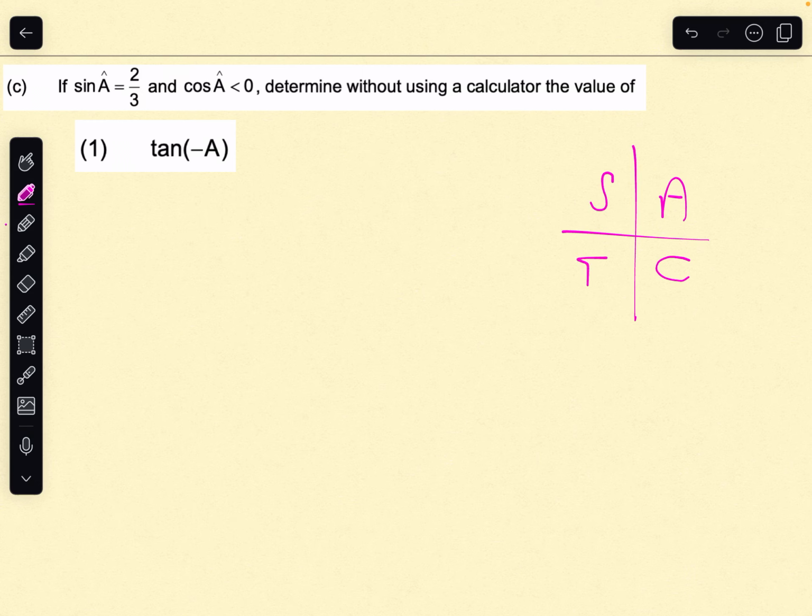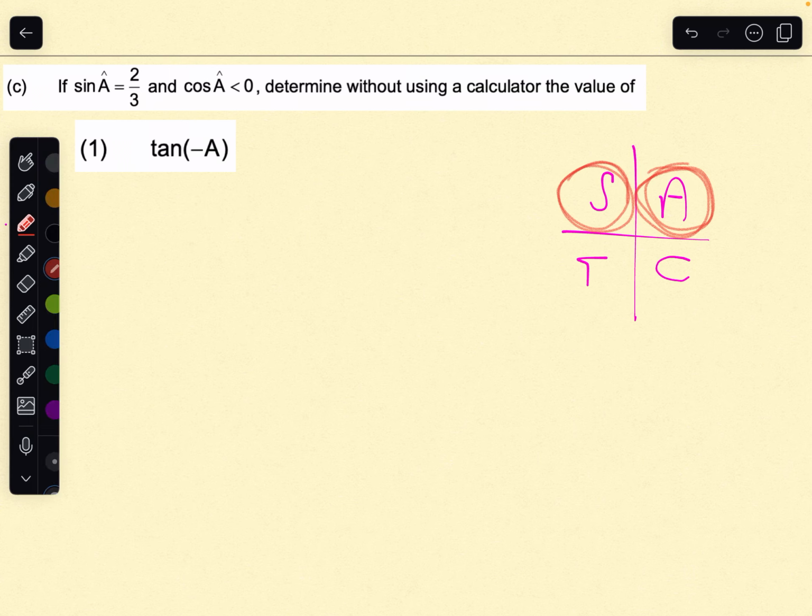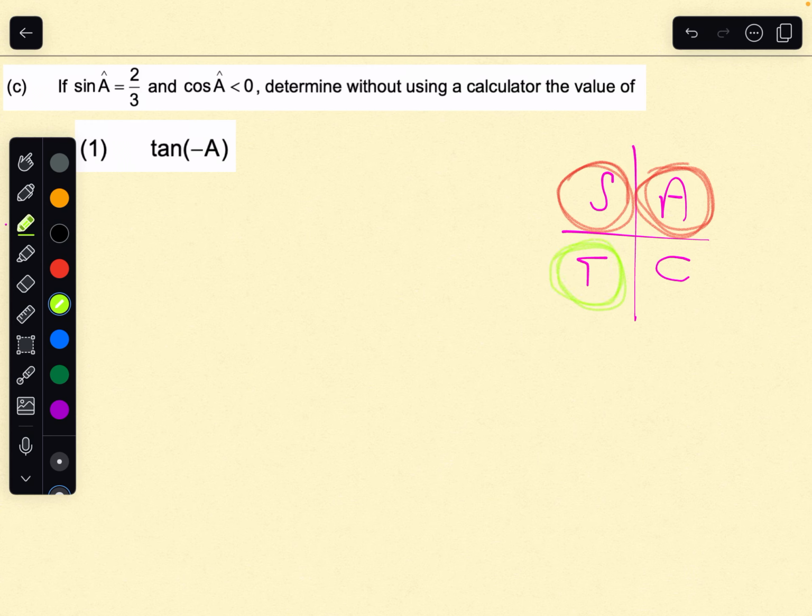Okay, right. So either this angle is in quadrant 1 or it's in quadrant 2. The second piece of information is that cos of A is negative, and cos is negative for angles in this quadrant and in this quadrant. So this quadrant is where both conditions are met. So we now know that our angle A is in quadrant 2.